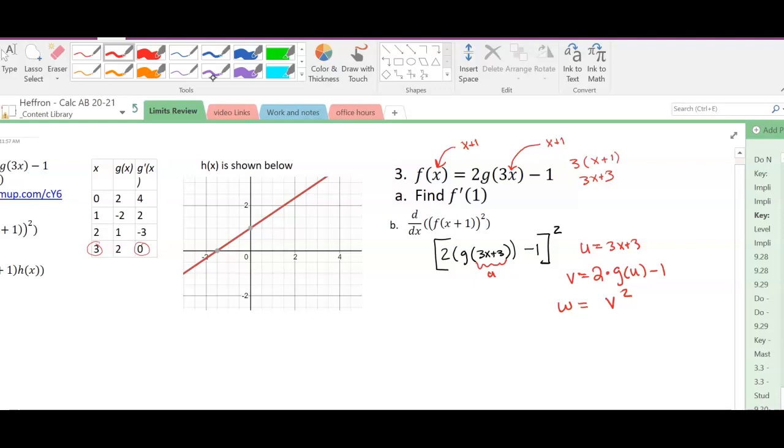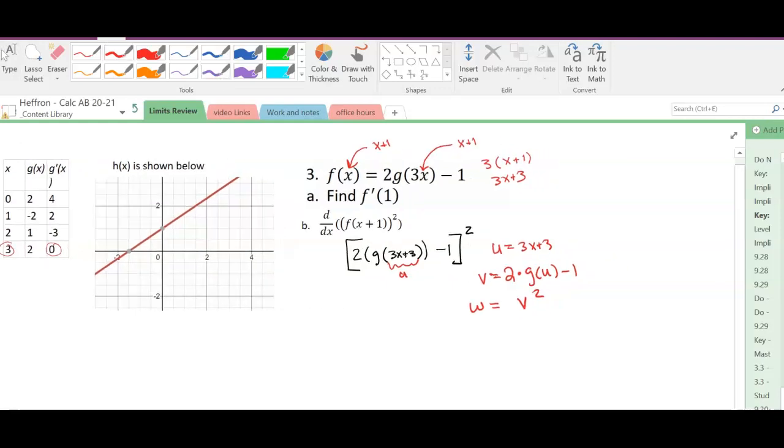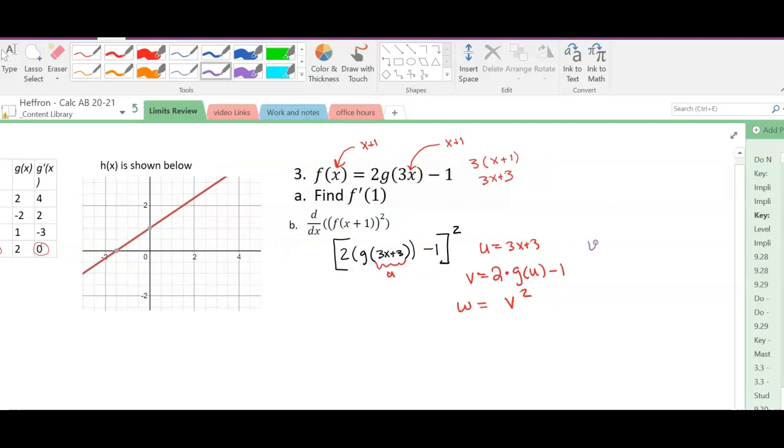So now I just need each set of derivatives. U prime is 3. V prime, since this is just a constant, I'll essentially factor it out and find the derivative of this. Well, the derivative of that is g prime of u. Now I'll multiply by that constant, minus 0, because the derivative of 1 is 0. So I'll erase that for simplicity. And my w prime is 2 times v to the power of 1, or just 2 times v.